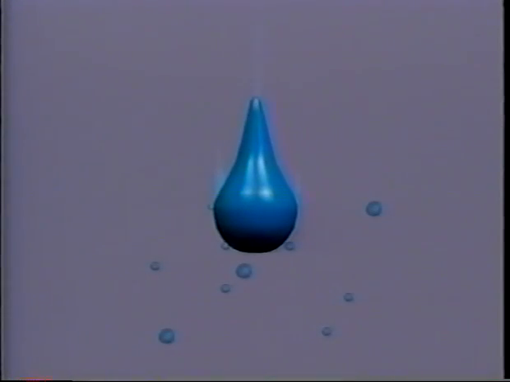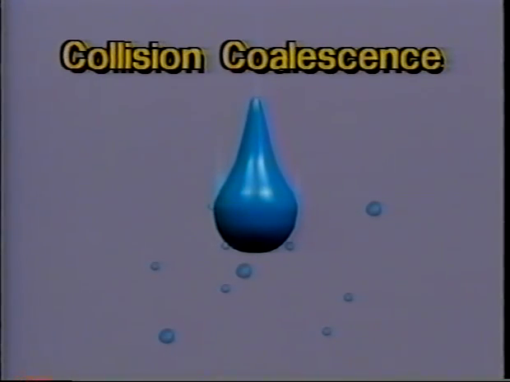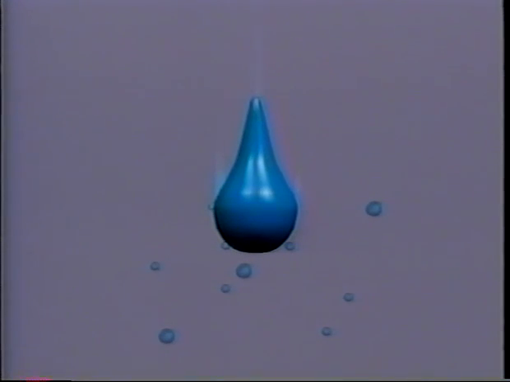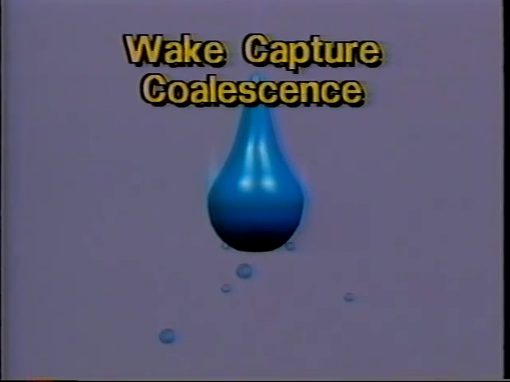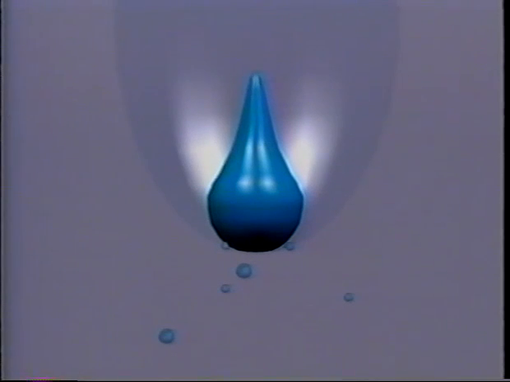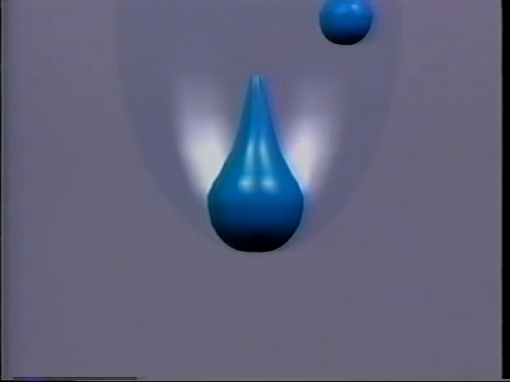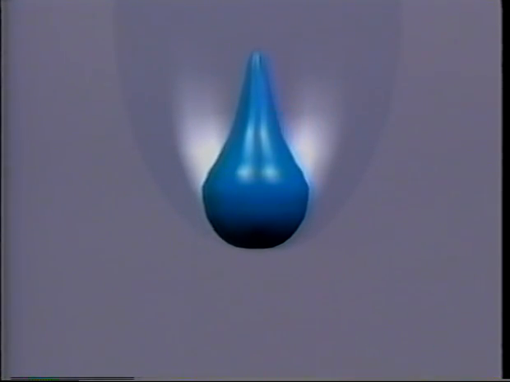These raindrops continue to grow through the collision coalescence process, which is where larger raindrops collide with smaller drops and merge together. The raindrops also grow through wake capture coalescence. As water droplets fall, they create a wake. Within this area, the air resistance is less, so water droplets of similar size will overtake the leading drop and merge with it.